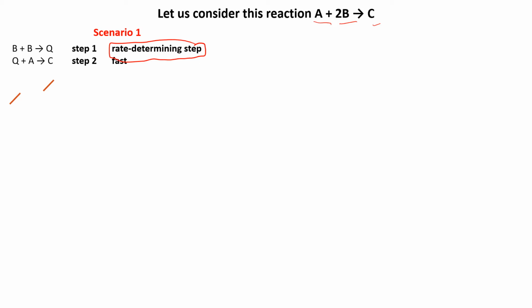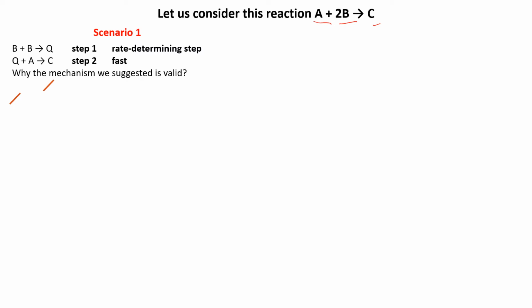This step 2 is the fast step. Why is it the fast step? If we have one step which is slow, the other steps or the other step will be fast. So we have here B plus B giving Q, Q plus A giving C. How did I propose these two steps?